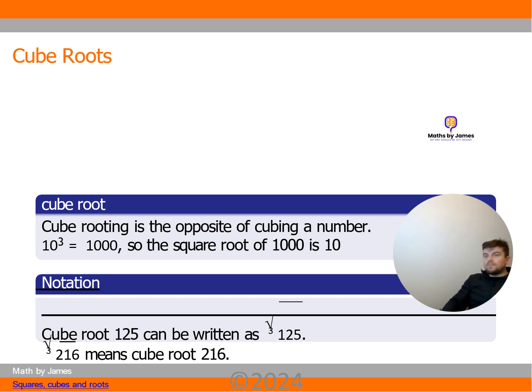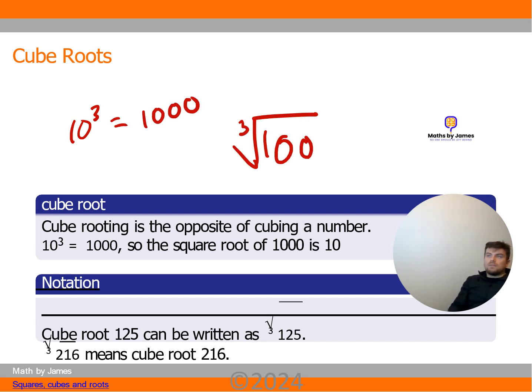When we cube something, we can also cube root it. Cube rooting is the opposite of cubing a number. For example, 10 to the power of 3 equals 1,000. So the cube root of 1,000 equals 10.